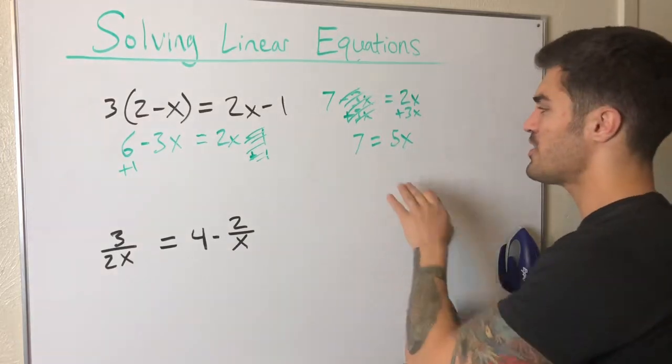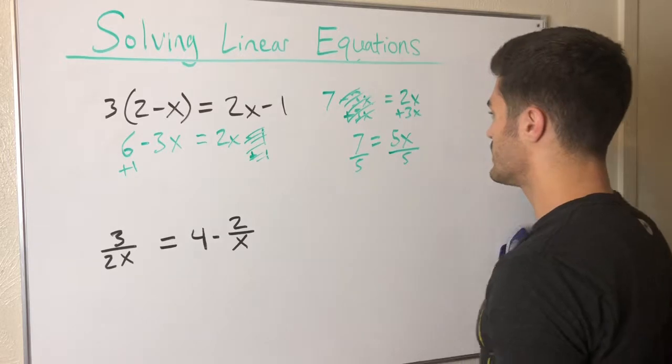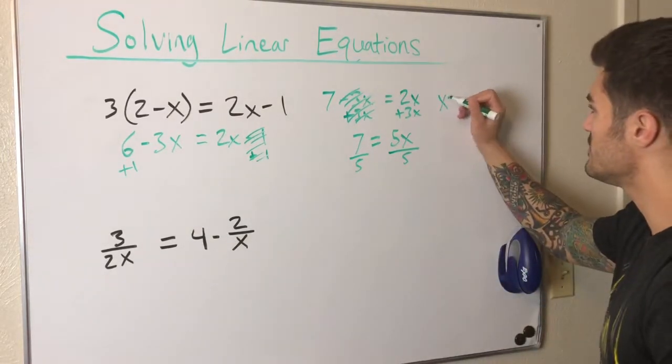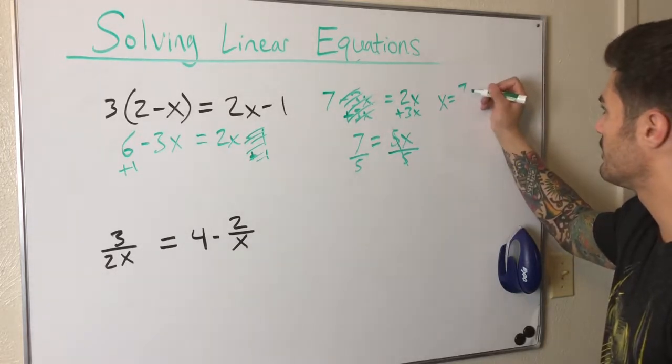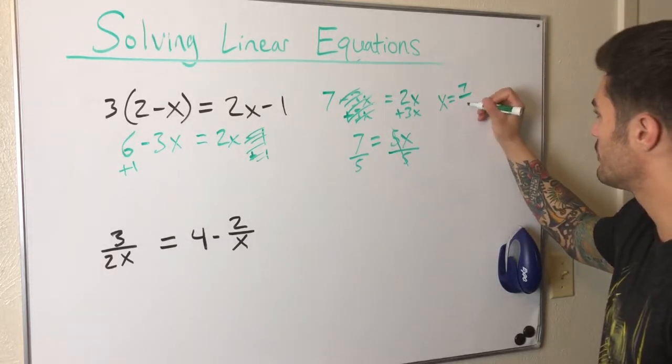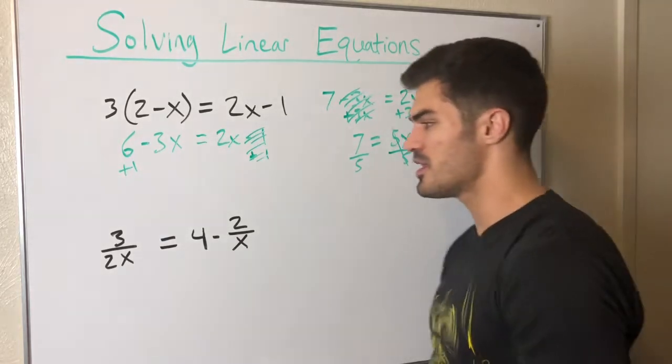x is being multiplied by 5, so I got to divide both sides by 5. And I'm left with x equals, let's see, those 5's cancel, 7 over 5. There we go. All right, last example.